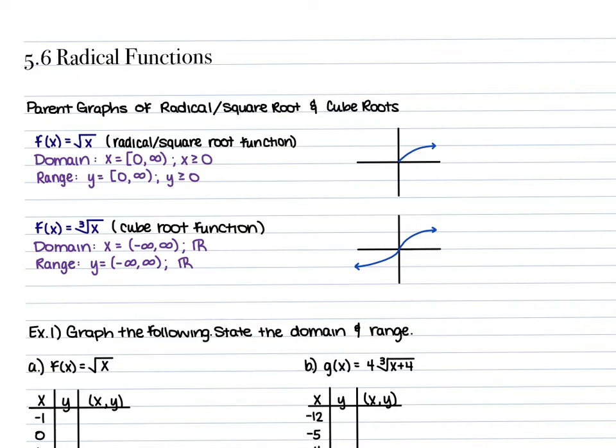Okay, so 5.6 is radical functions, and specifically we're going to be talking about the graphs of them and what that means. So we're going to talk about radicals. When we talk about the square root of a number, there's some things that we know. Let's talk about the square root of x, meaning that x could be any number that I want to put in there. But there's certain numbers that I shouldn't put in for x. Like, what should I not put in there?